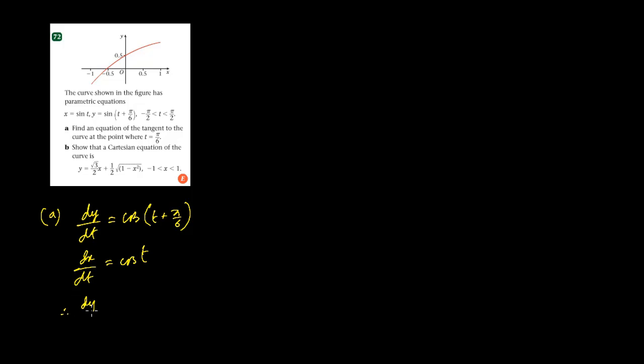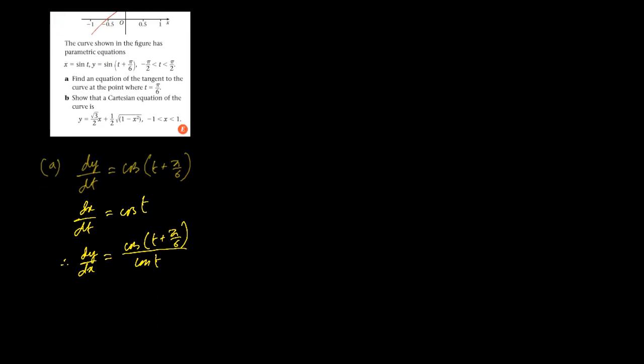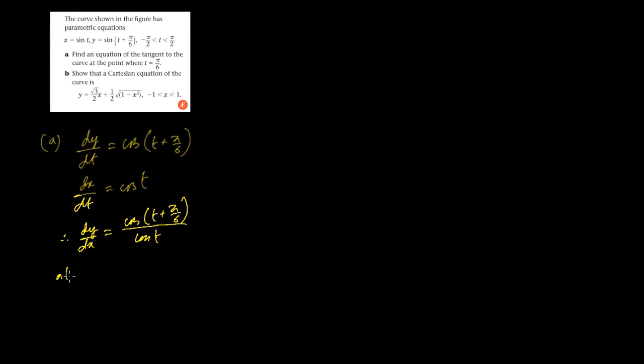So therefore dy by dx is dy by dt divided by dx by dt, so cos of t plus pi by 6 divided by cos t. We have to find the gradient at t equals pi by 6. So at t equals pi by 6, dy by dx equals cos of pi by 6 plus pi by 6 divided by cos pi by 6. So we know pi by 6 is 30 degrees, so 30 degrees plus 30 degrees is 60 degrees.